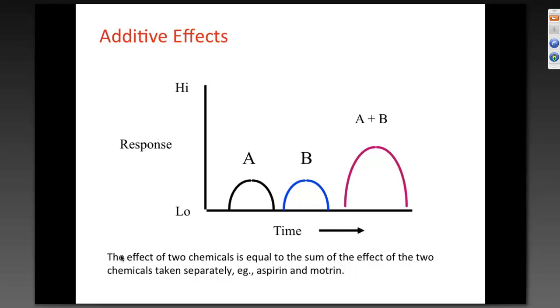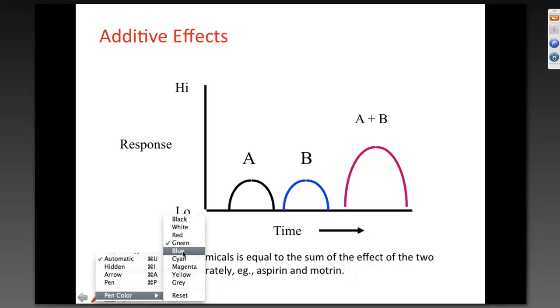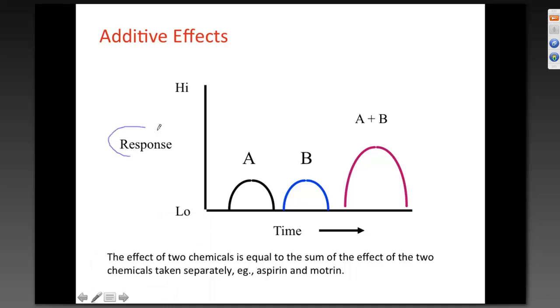Now the idea here is the effect of two chemicals is equal to the sum of the effect of the two chemicals if they were taken separately. Okay, so keep in mind that again we have to measure response, whatever that means. Okay, so if I say to you that, let's say this is a headache, and the doctor says, yeah, a migraine. And the doctor says, on a scale of 1 to 10, how does your migraine feel? And the patient says, doc, it feels like a 10.